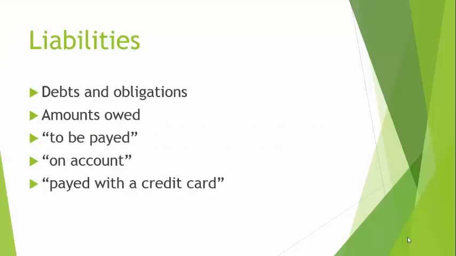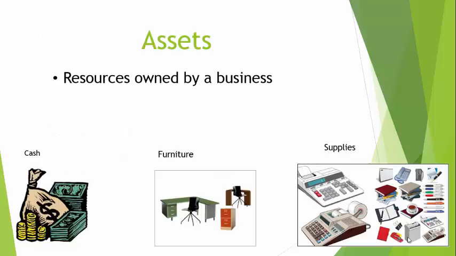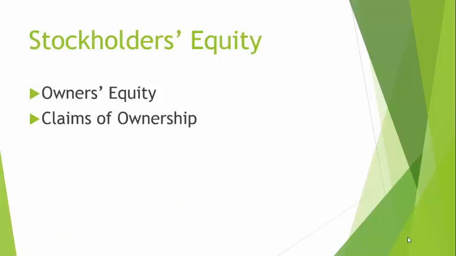organization. Liabilities are the debts and obligations of a business. They represent the amounts owed to creditors. Some key phrases that will help identify a liability can be, to be paid on account or paid with a credit card. Assets are resources owned by a business. Examples of assets can be cash, furniture, or supplies.